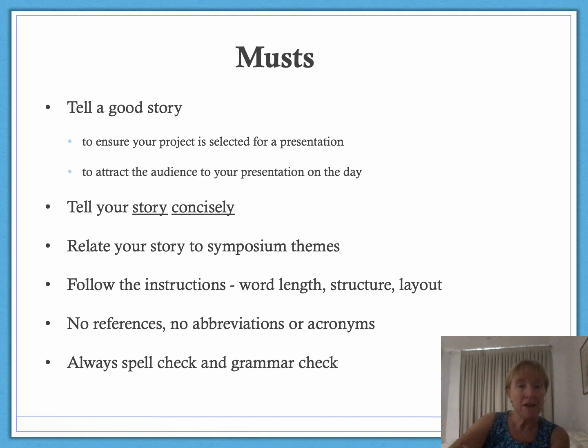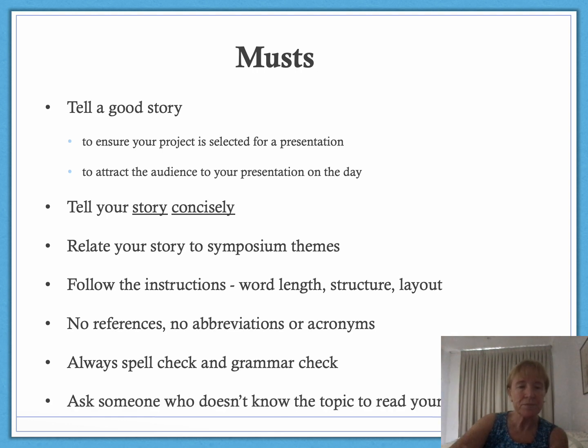Always spell check and always grammar check. It's very off-putting to pick up an abstract and find that somebody hasn't even bothered to do that. What I always advise as well is ask someone who doesn't know the topic to read your abstract when you've got it ready. That might be a friend or colleague who doesn't work with you, might be a member of your family who can just read it and let you know whether it makes sense or whether they've got questions.